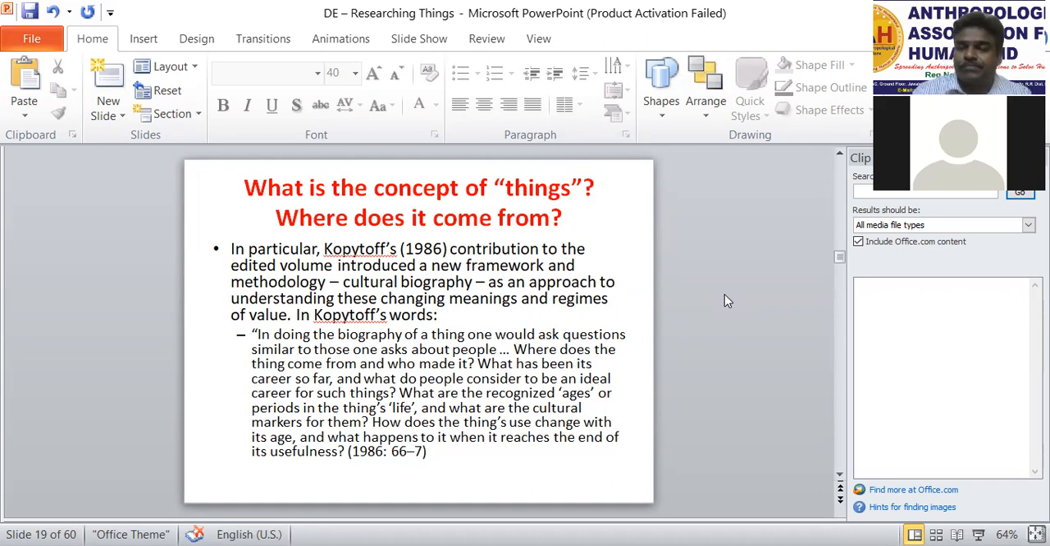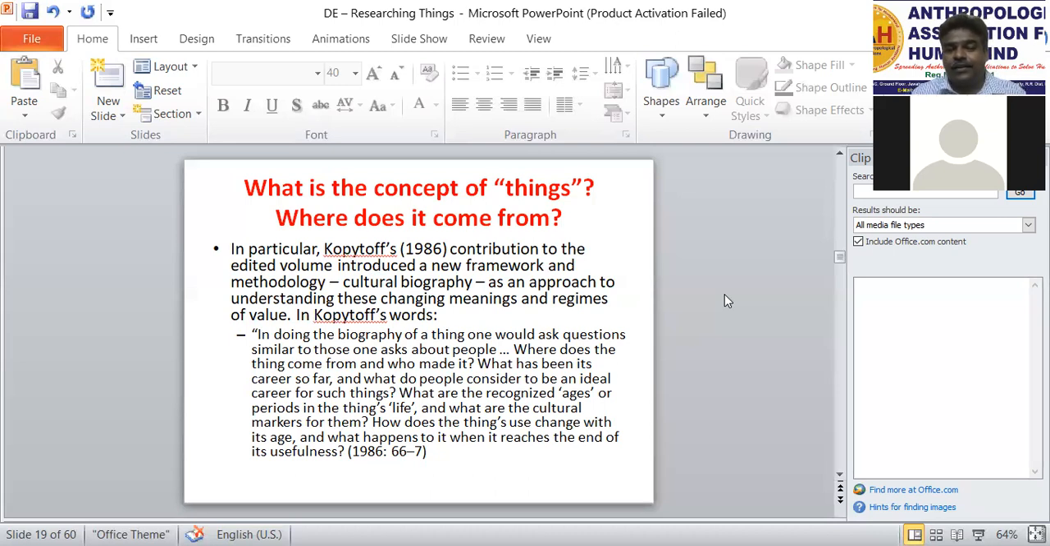Arjun Appadurai's book, The Social Life of Things, set the stage for the discussion about things as we ask questions about persons. So things also have lives, and we can also ask these questions, because the way we look at things, the way we think about things, altogether brought a new paradigm by Appadurai in his book. And also Kopytoff's assertion that the cultural biography of a thing can be done.